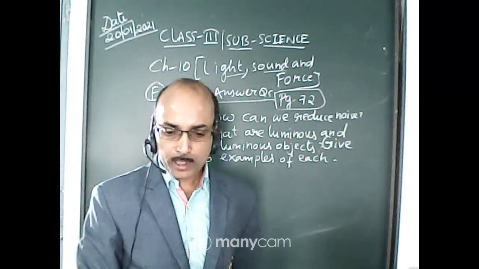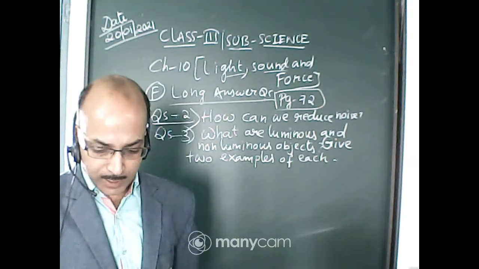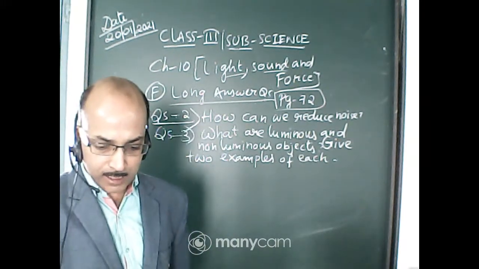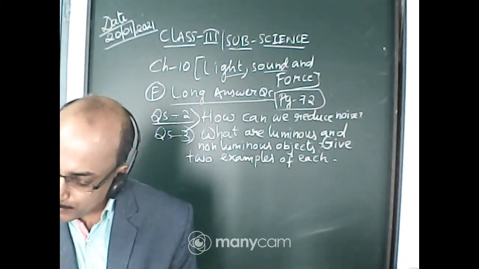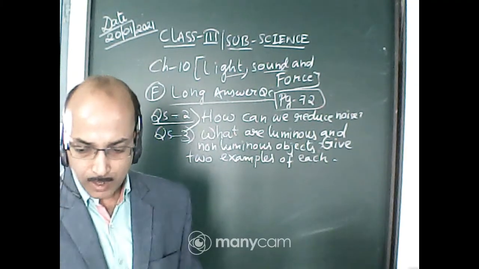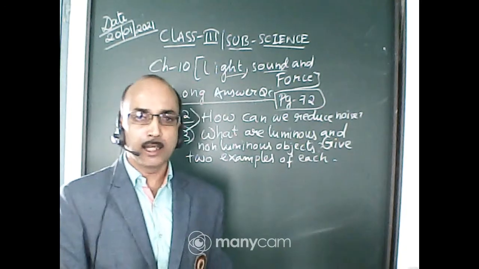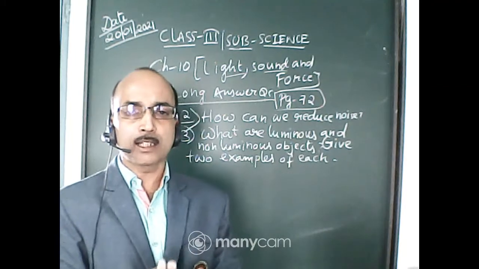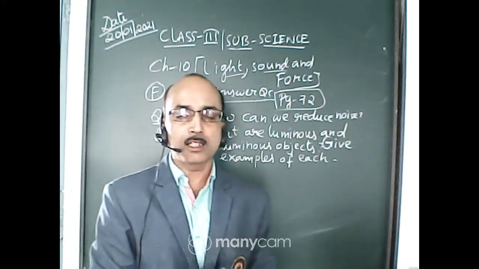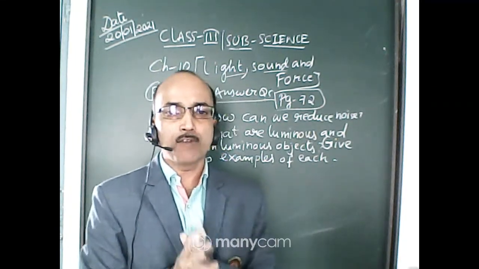So what are luminous and non-luminous objects? This is also a very easy answer. You can find the answer on page number 67. The question and answer have also already been done in the video uploaded yesterday. You can search for the video on the YouTube channel and find it there.